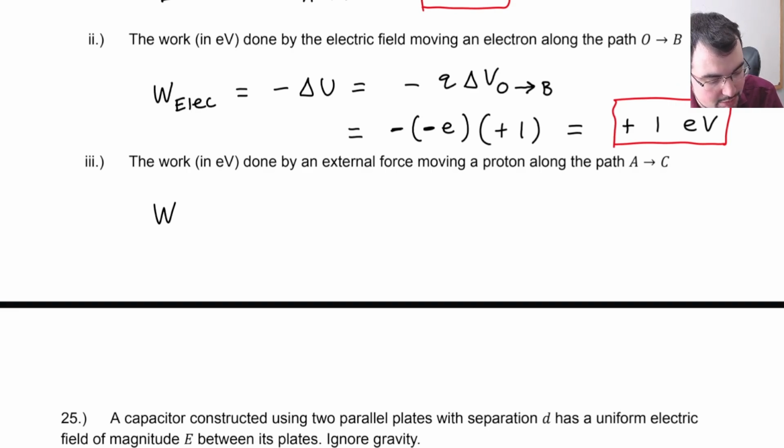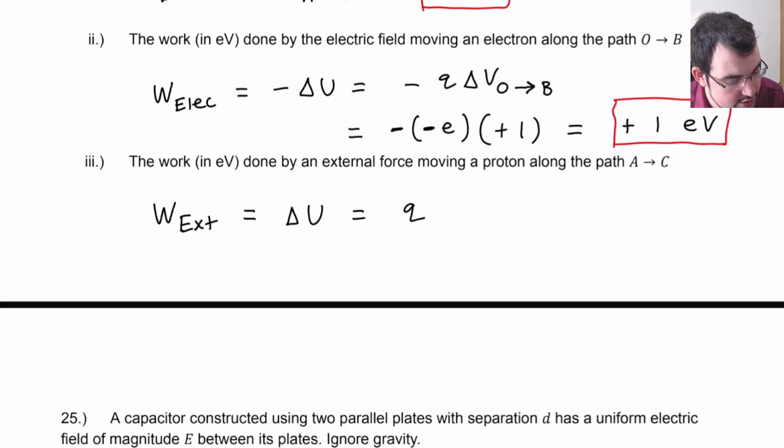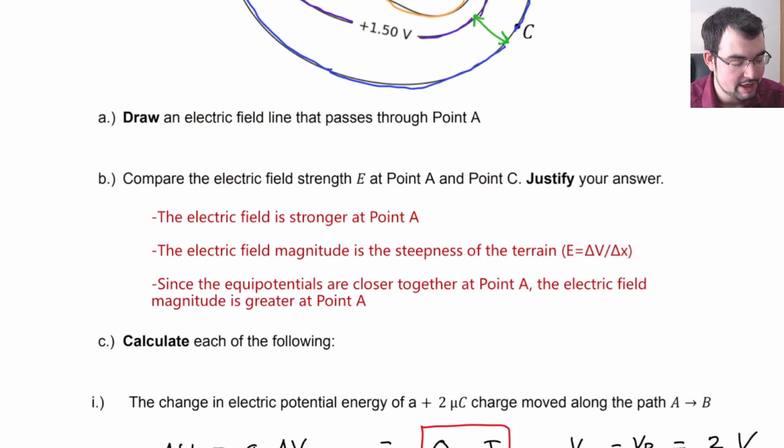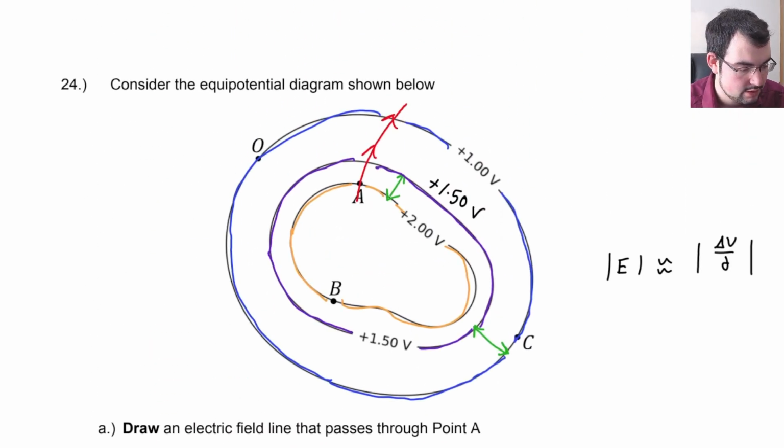So the work done by an external force. Now, external forces, that does change, that's just the energy change of the system, because that's your energy that comes from outside. So we're just Q delta Ving that, going from A to C. So a proton has a positive 1 elementary charge unit. And if we go from A to C, A is 2 volts, C is 1 volt.